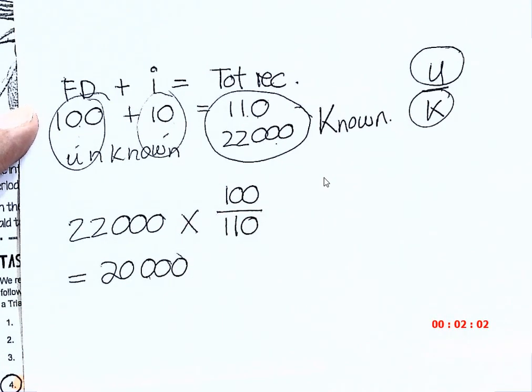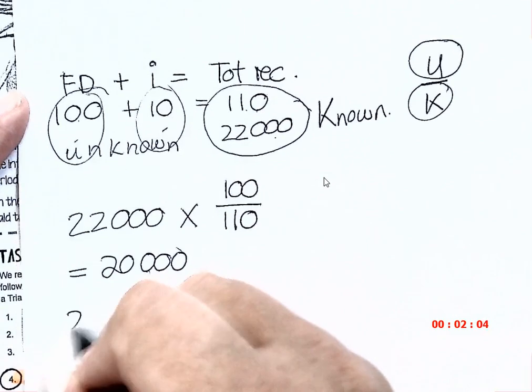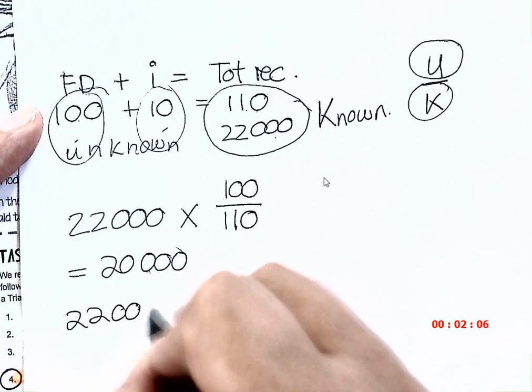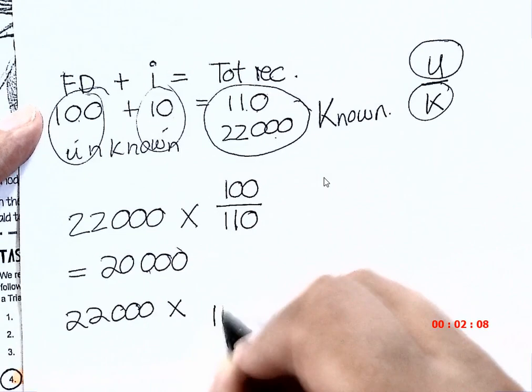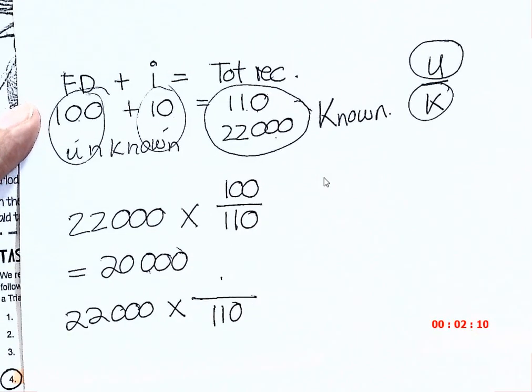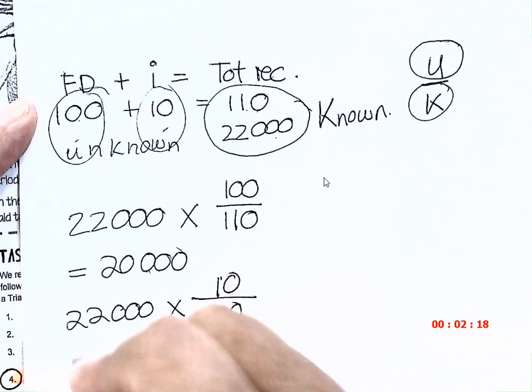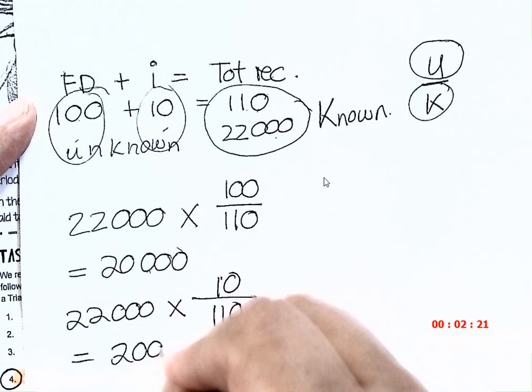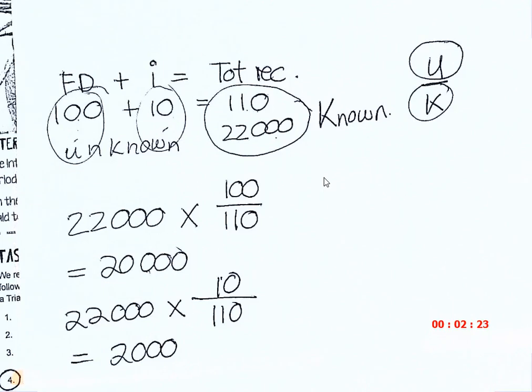If I wanted to calculate the interest, I would have said 22,000 times, and the 110 at the bottom, what would I put on the top? What is the unknown that I want to calculate? The 10. So that's going to give you 2. Do you guys get this?